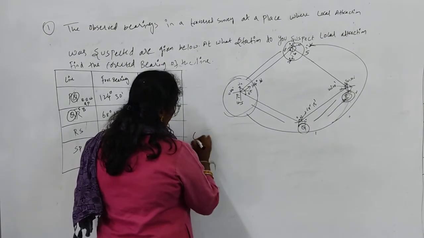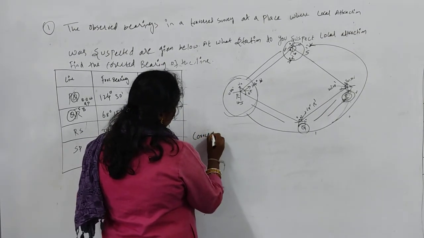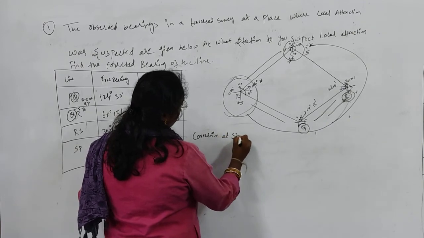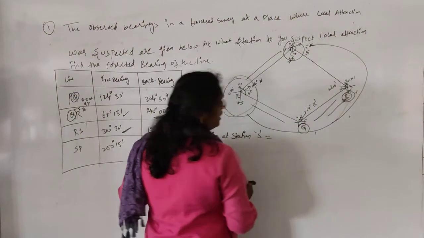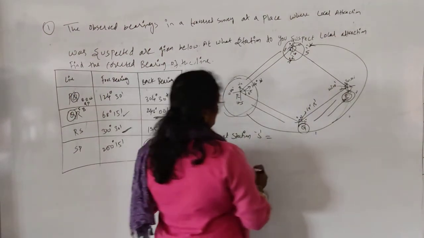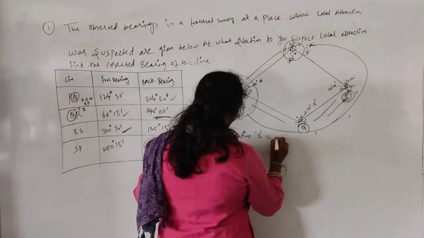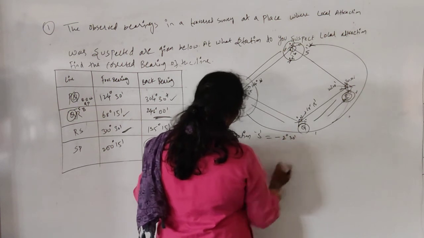Right, next, correction at station S. How much have we got? Correction at station S: minus 2 degrees 30 minutes.